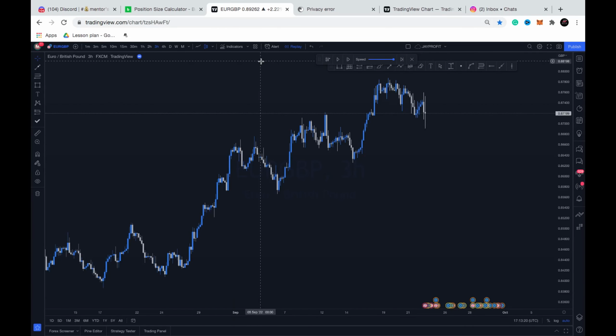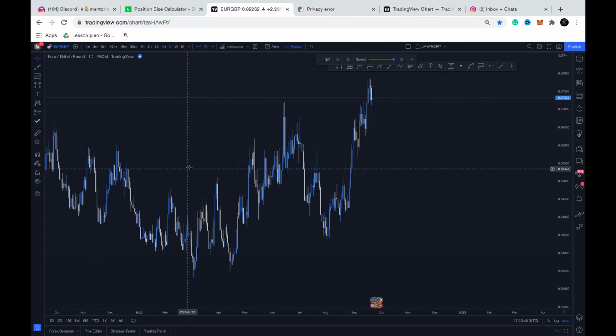So Euro GBP now. What I'm going to show you is something you should not abuse. Use it the right way. Always wait for the market to give you this setup before you actually trade. I don't want to make the video long, but let's see what we can do. Let's go straight to the daily time frame.